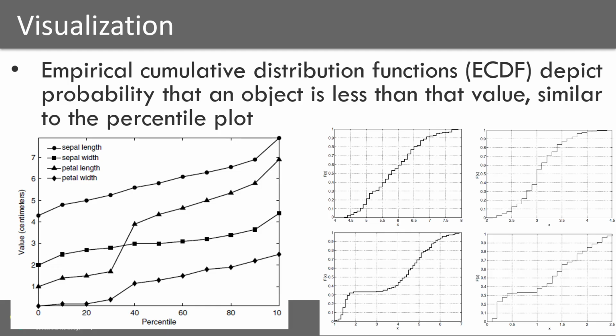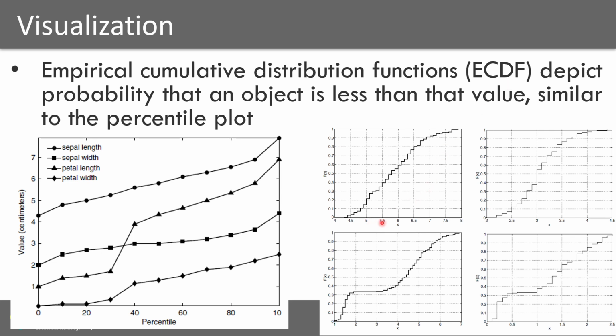The next visualization technique is the so-called empirical cumulative distribution function, which can depict for us the probability that an object is less than that value, similar to a percentile plot. So let's first have a look at these ECDF plots.